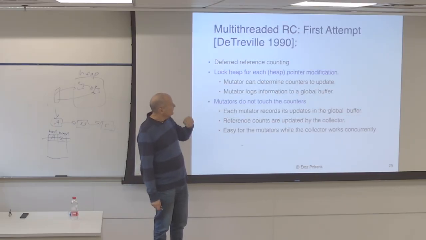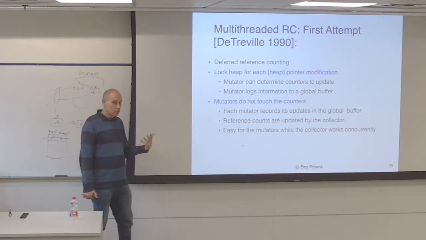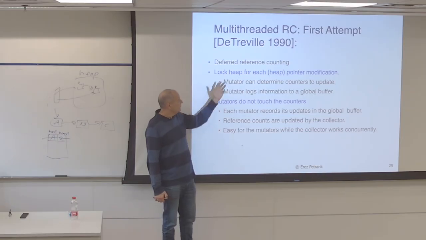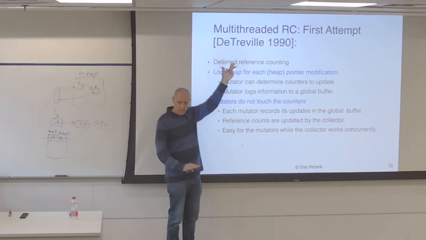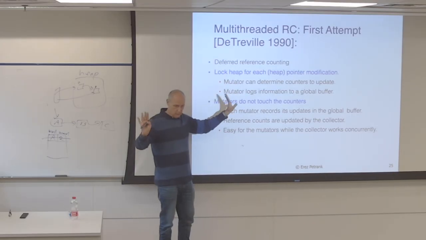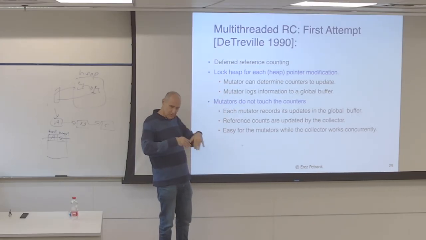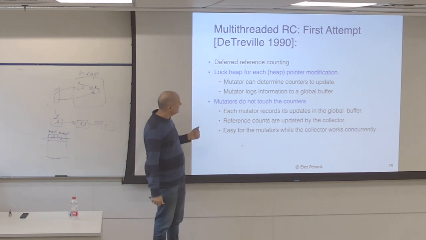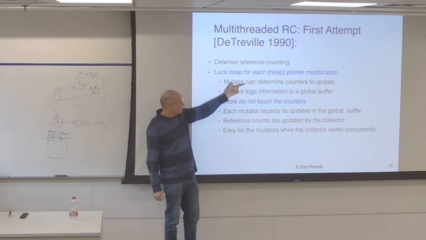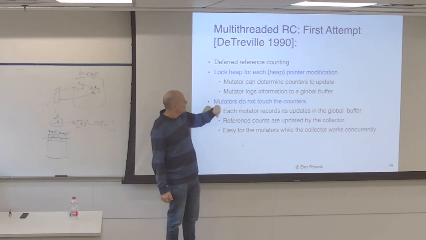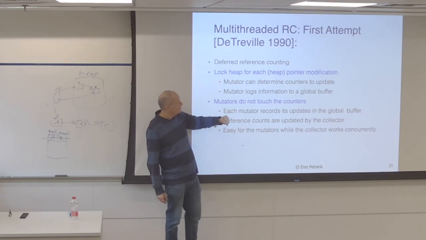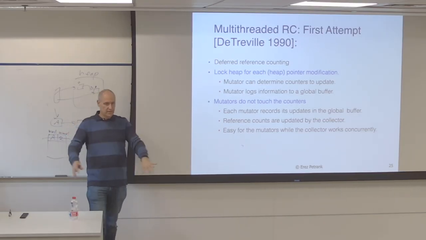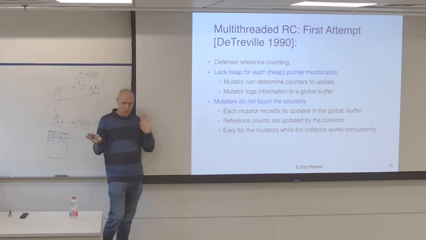But I want to say there was a first attempt to work with multi-threading and concurrency in 1990 by Deutsch and Bobrow. And he said, of course, we use deferred reference counting. Everybody uses deferred reference counting. We cannot monitor the roots. So we have to give up immediacy and just collect once in a while. And so what he did, and it was a practical system, said, let's lock the heap for each heap pointer modification. If we lock the heap, we don't have this problem that two threads together are trying to modify and they don't know what the old value is.